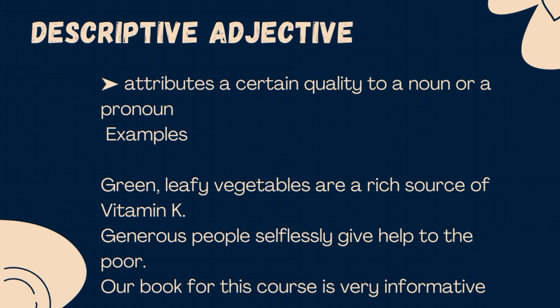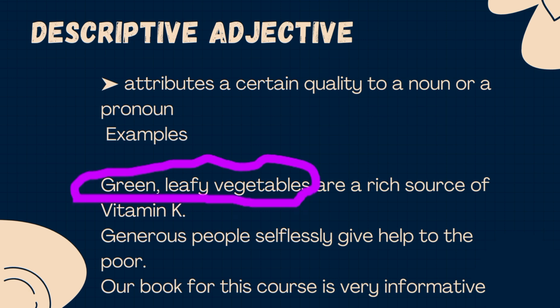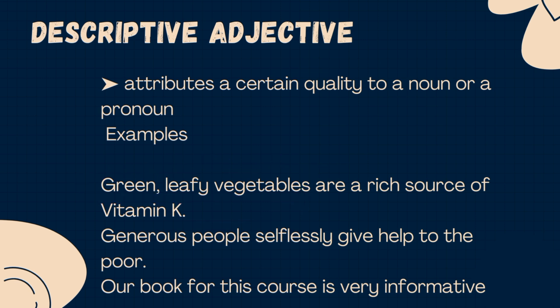Descriptive adjectives provide information about the qualities of a noun or pronoun, such as its appearance, smell, sound, taste, or feel. They help us visualize the thing being described, almost like painting a picture in our minds. Example: green leafy vegetables are a rich source of vitamin K. The words green and leafy tell us what kind of vegetables we're talking about. Green and leafy describe their appearance.